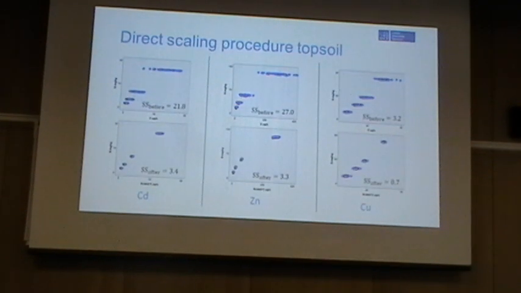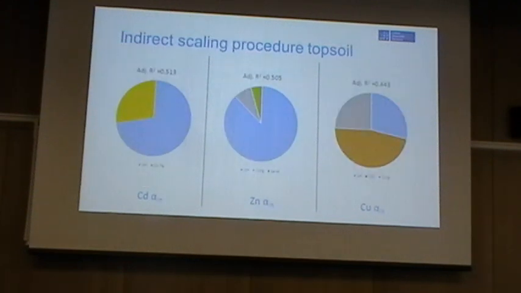For the direct scaling procedure, I put some examples here. These are the sorption isotherms. These three are before scaling, and these three are after scaling. As you can see, the variability of the sorption isotherms is reduced after scaling, and the sum of deviation squares before and after also shows a big difference.